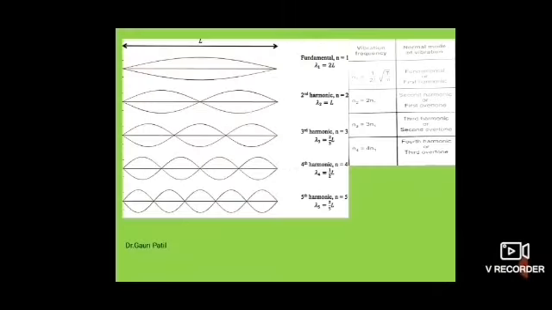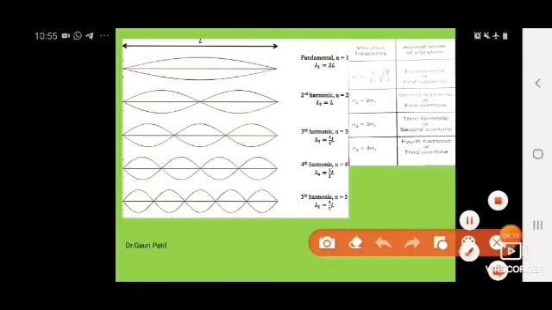Strings. As we know, a string of length L, subjected to tension T and having mass per unit length m, vibrates with different frequencies. Here, this is the string which is fixed at both points and having length L. When we give the tension T, there is vibration with different frequencies. So this gives rise to different stationary wave patterns, which are shown in this figure.